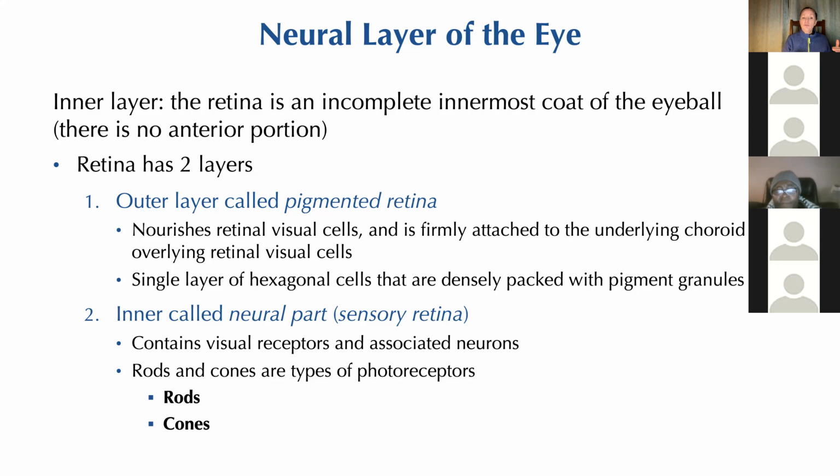It has two basic layers to it, an outer layer called the pigmented retina and an inner layer called the sensory retina. The outer layer is going to be the nourishing layer. It's attached to the choroid, that vascular layer underneath. The inner layer is where we have our photoreceptors, and our photoreceptors are going to be the rods and the cones.